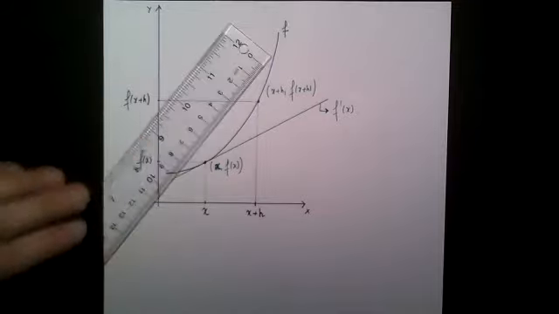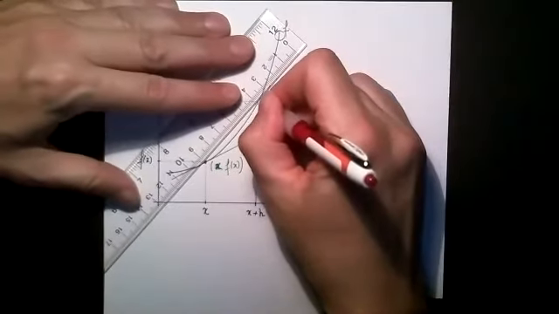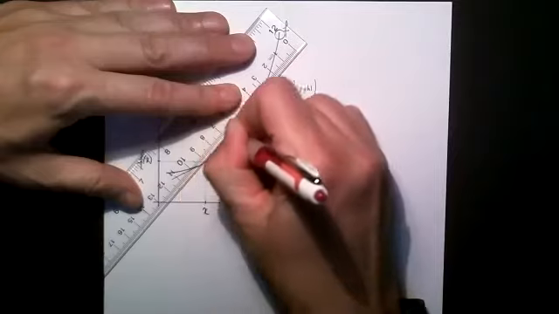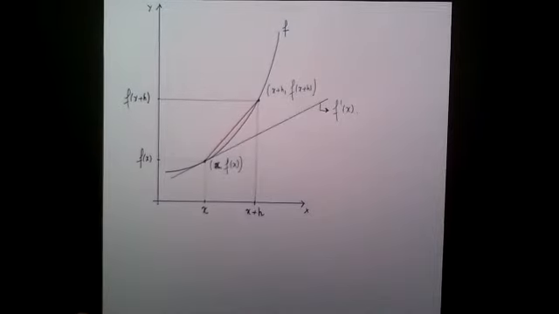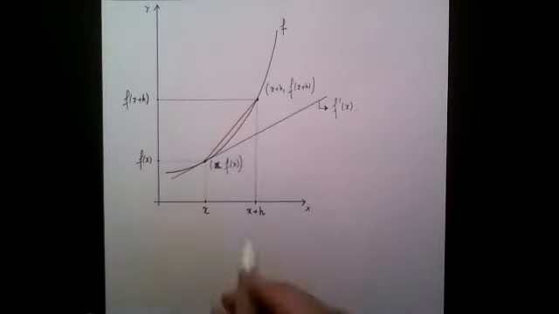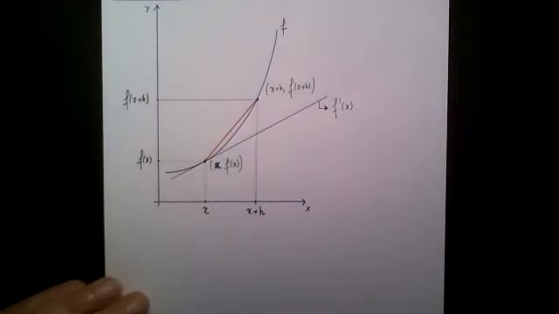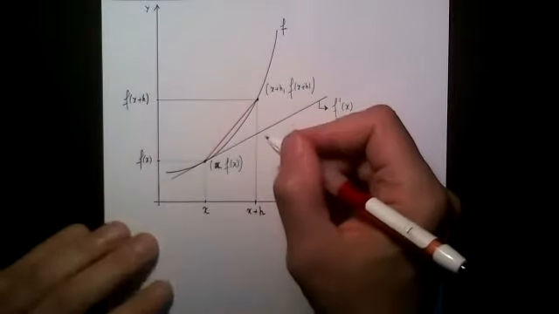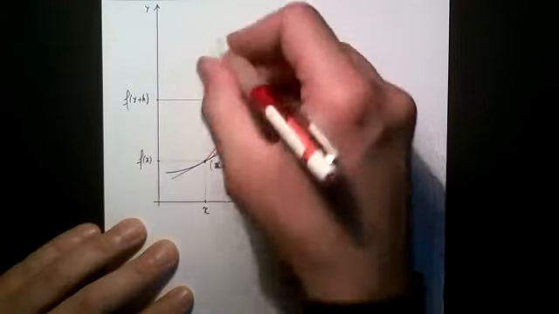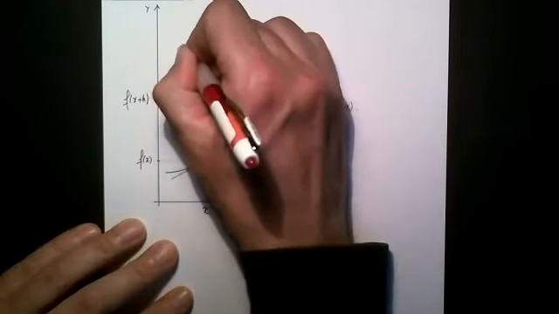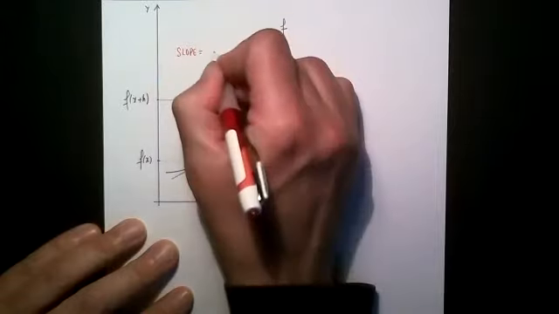And what I'm going to do now is I'm going to connect these 2 points. Here we go. Connecting them. Okay, and now what I'm going to do is I'm going to find the slope of this red segment here. Okay, so let's find the slope of this. Can you tell me what the slope here is?